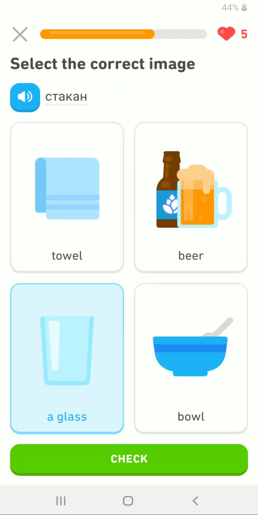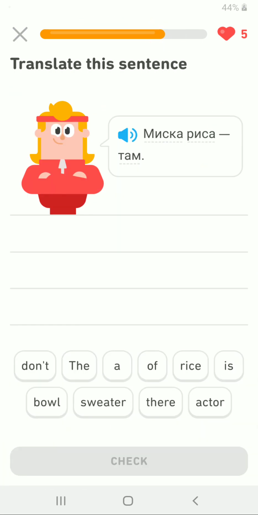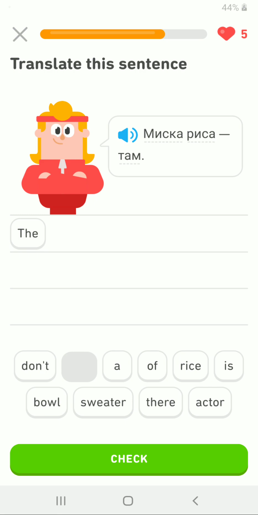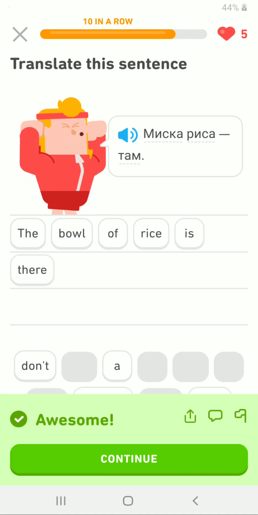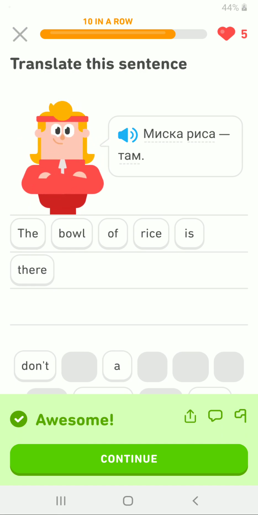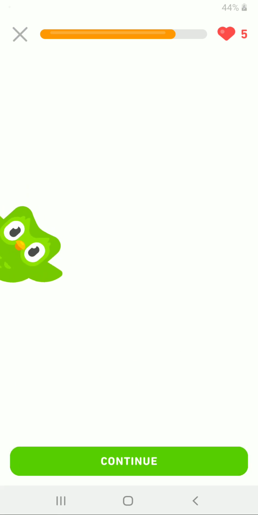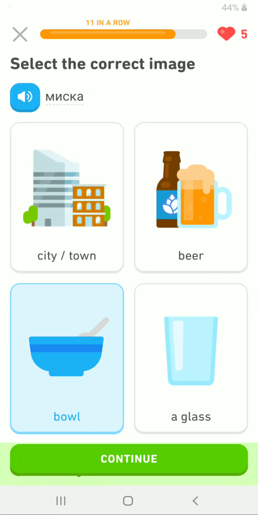Стакан, we know it's a glass. Миска риса там. There is no verb here, because in Russian if they can avoid using verbs, they don't, especially the verb to be. I'm writing it like this. So миска риса, the bowl of rice is there. You just say там. Там is there. Миска риса там. Миска, we know it's a bowl.